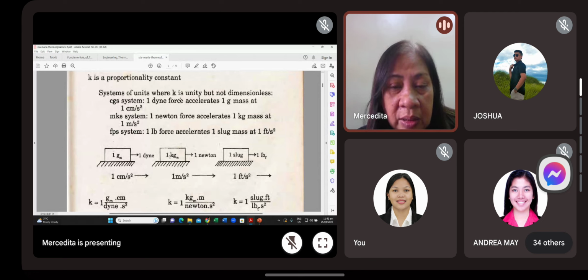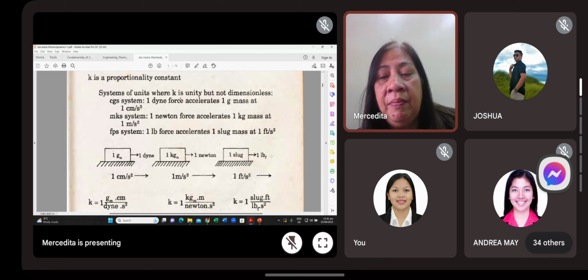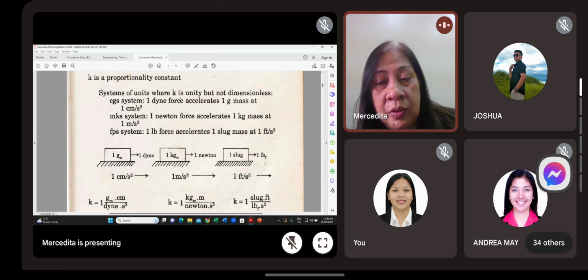So, katulad nitong kilogram, meron siyang subscript na M. So, pag may subscript na M, siya ay mass. Okay, yung gram din na yon may M. So, yung slug is always a unit ng mass. So, okay lang siya. Now, if it is a force, meron tayong subscript na F. Katulad nito, pound force. So, meaning this is force.